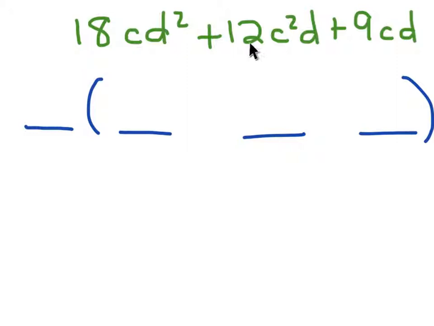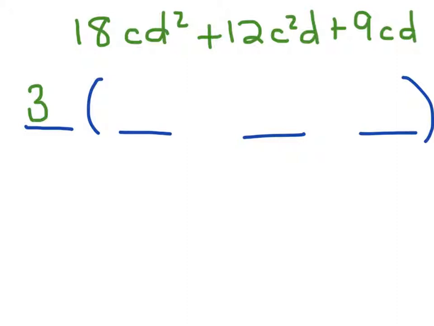Well, 18 and 12 are both divisible by 6, but 9 isn't. So we're going to have to go a little smaller. What about 2? Nope. There's also 3, and that works. So we're going to say that our 3 goes out here.